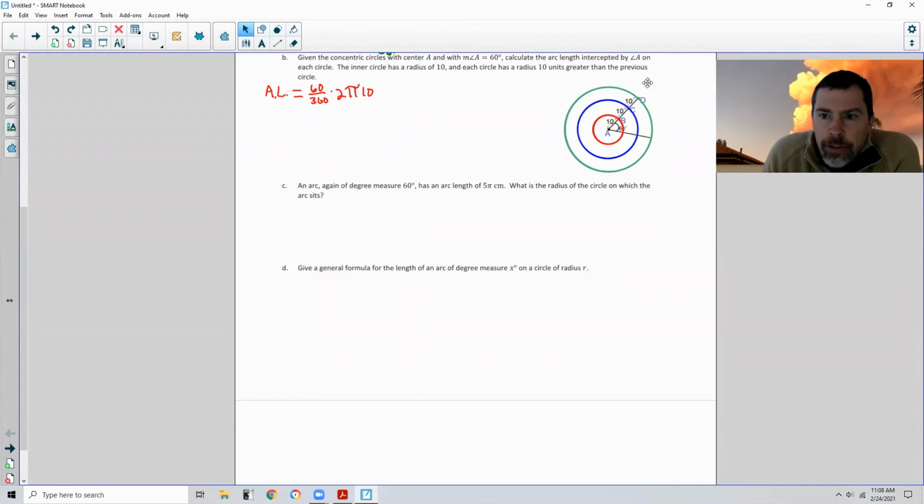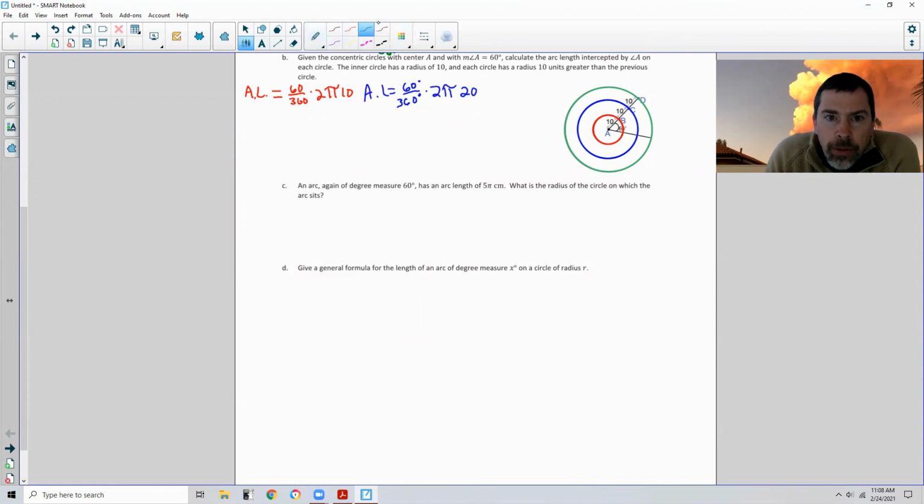Okay, so I just did it in different colors. I'm just going to write the arc length of the blue circle now equals, it's still 60 degrees for my central angle, divided by 360 times 2 pi. And now the radius is 10 plus 10 or 20. Okay, and then let's just move these over, and then I'll do the green one.